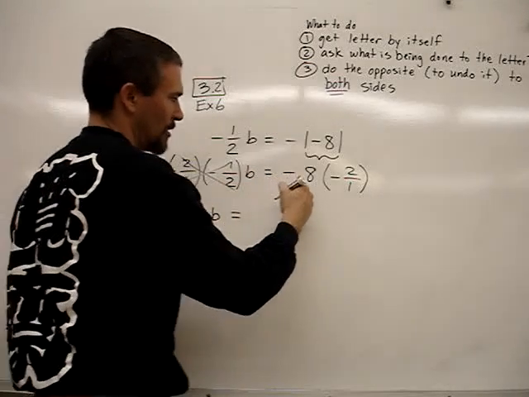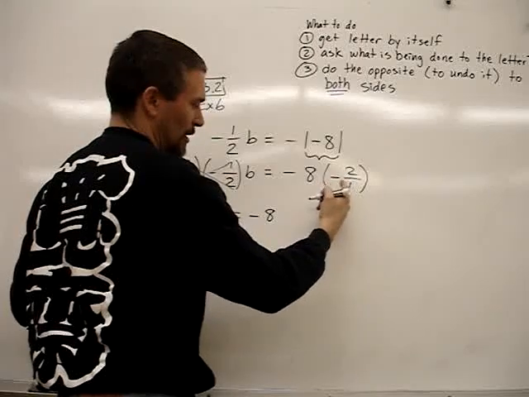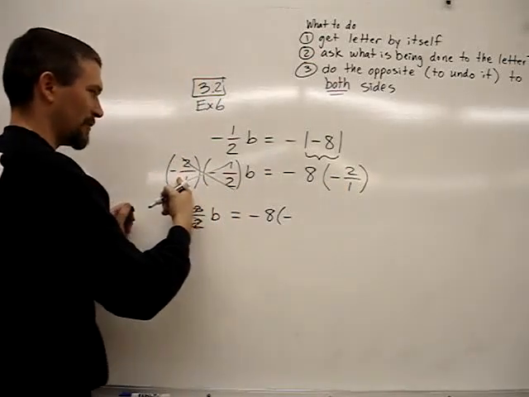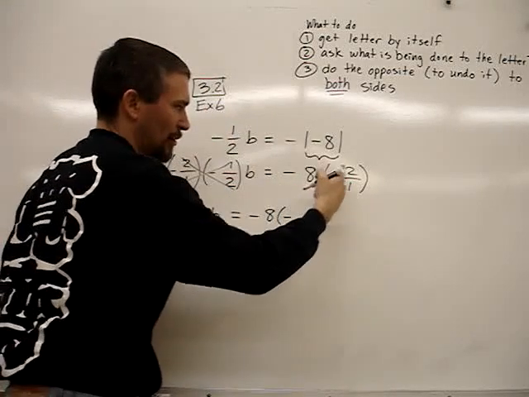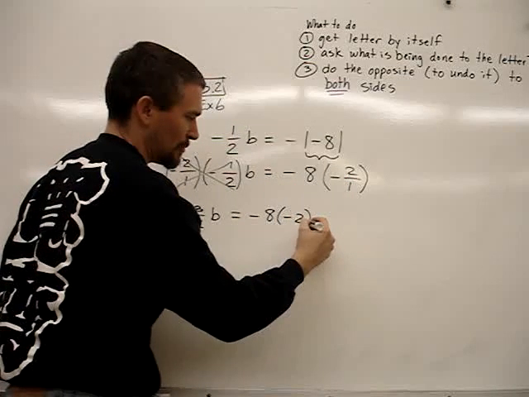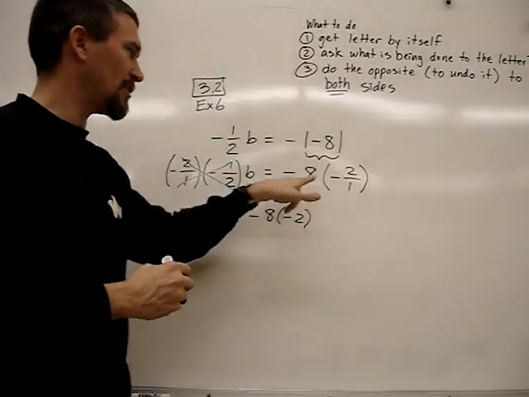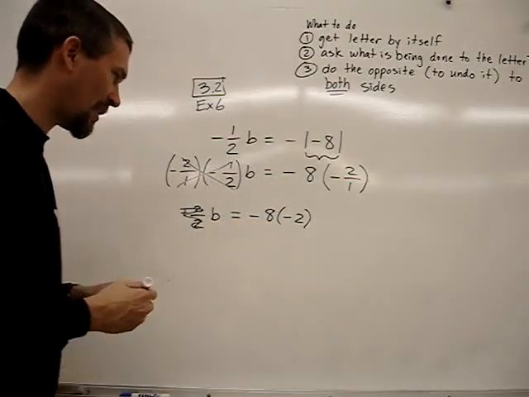b equals, here we have negative 8 times 2, a negative 2. I have it over 1 because I wrote it over here and I wanted it to look exactly the same on both sides. But we all know 2 over 1 is really just a 2. And the reason I'm arguing to get rid of that 1 is because we don't have a fraction here. We have a whole number. So let's make it look the same.